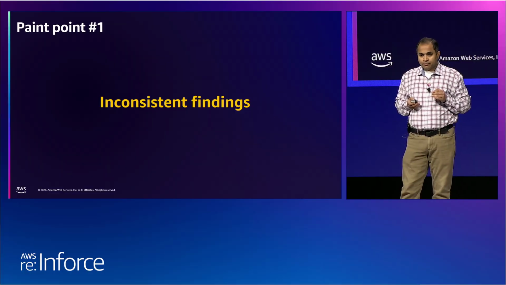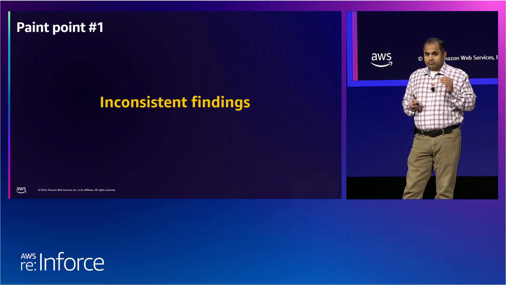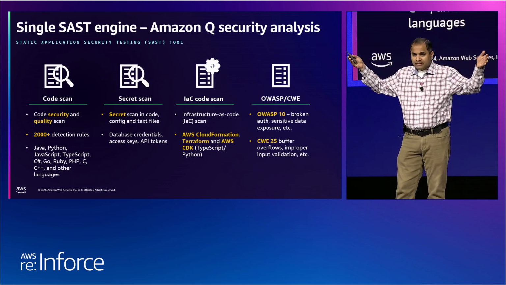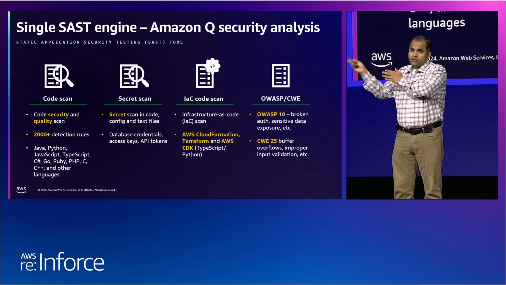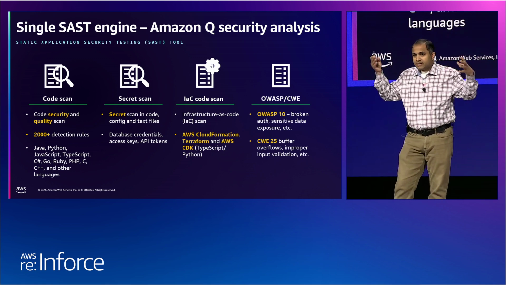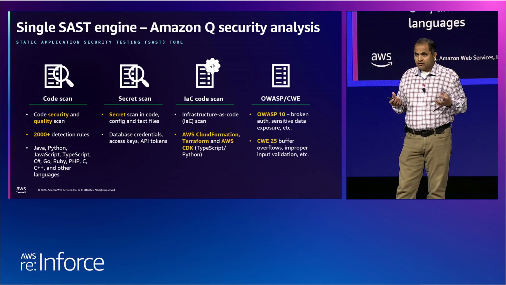So the first problem is inconsistent findings. What happens with inconsistent findings? I talked about how, in the whole SDLC, you need to make sure the code is secure. And at different stages, if you are running different tools, they can provide different, inconsistent findings.